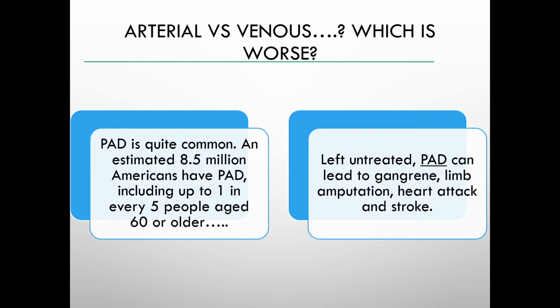All in all, peripheral arterial disease is quite common. There are 8.5 million, in fact, some people claim significantly more, and 1 in every 5 persons age 60 and older could end up having, or do have, peripheral arterial disease.